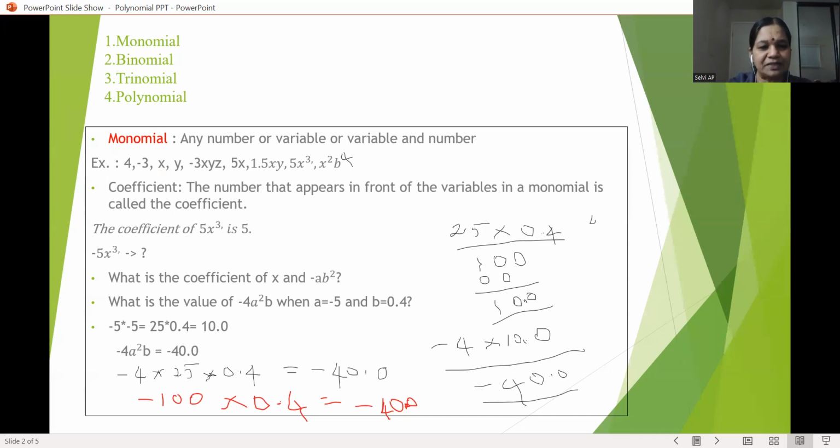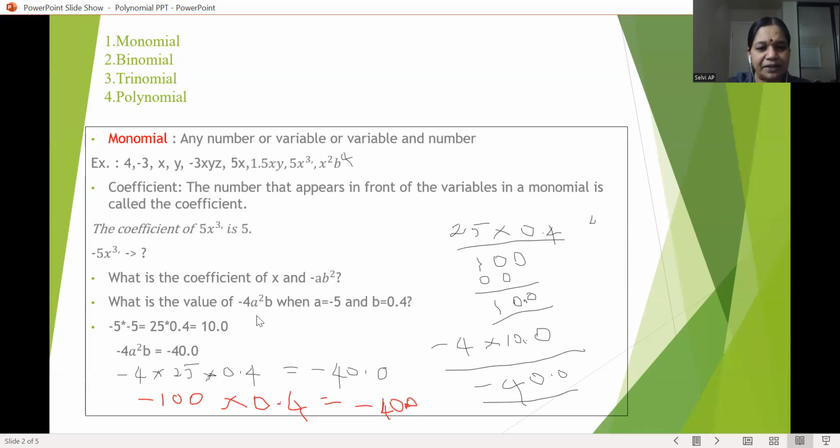Okay. Next we'll see what is the coefficient of x and minus ab square. Here you see it doesn't appear any number in front of x. So you have to consider that one is the coefficient of x. Then minus ab square. So the coefficient of minus ab square is minus 1. Okay, I think you got it right. Very good. Now we'll move on to another thing.